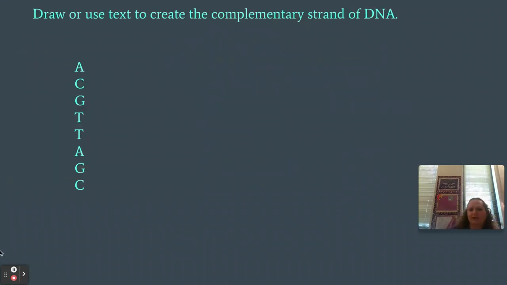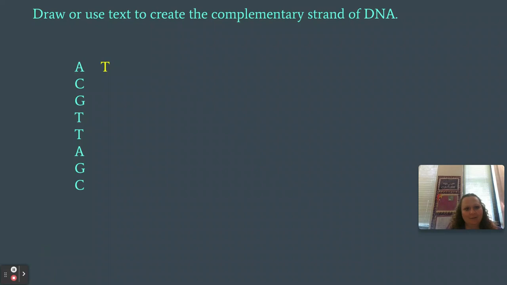I want you to take a look, and I've given you half of a DNA molecule. The code here is ACGTTAGC. You guys can see that, right? So the question is, what is the complementary strand going to be? Well, to determine the complementary strand, we literally just need to figure out what each letter pairs with. So A is always going to pair with T.